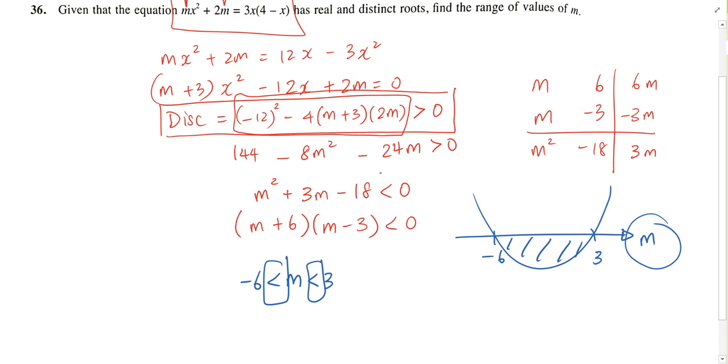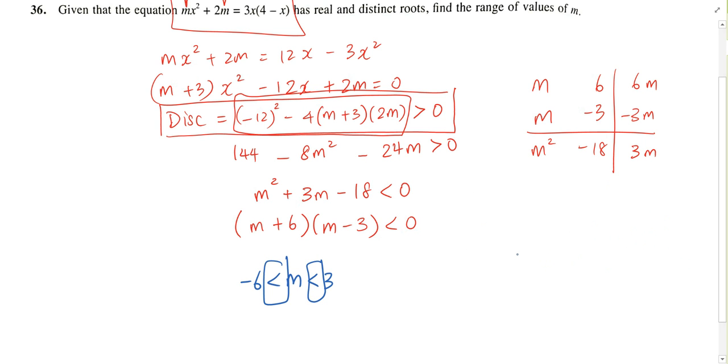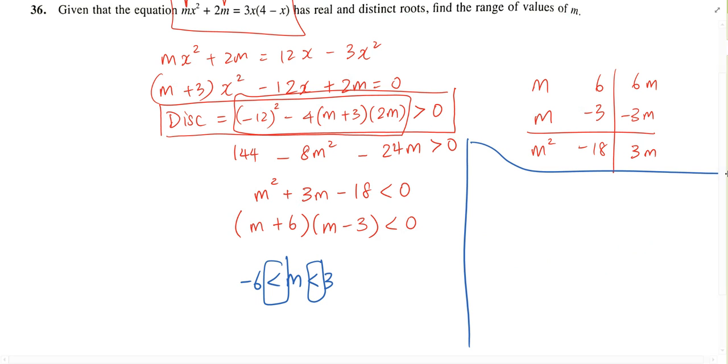So now, just for the fun of it, I will show you how we can do the same question from this step, without changing the sign for m squared. Okay, so same thing, I'll divide by 8 first. I will get 18 minus m squared minus 3m. And this is greater than 0, right?